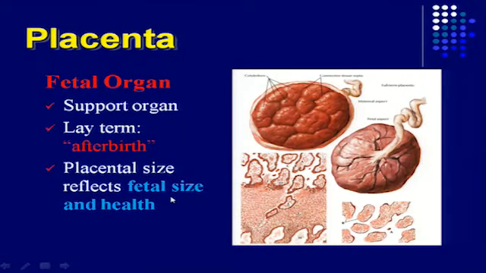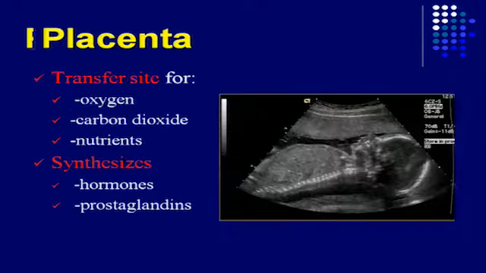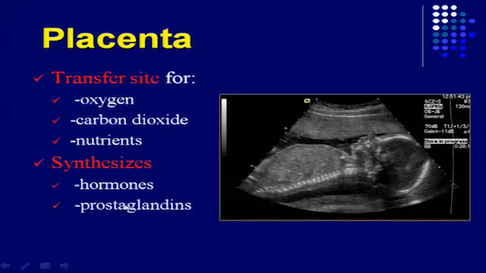So the placenta is a fetal organ. It's a support organ. The lay term is afterbirth. The placenta size reflects fetal size and health. It's a transfer site for oxygen, carbon dioxide, nutrients, and it synthesizes hormones and prostaglandins.